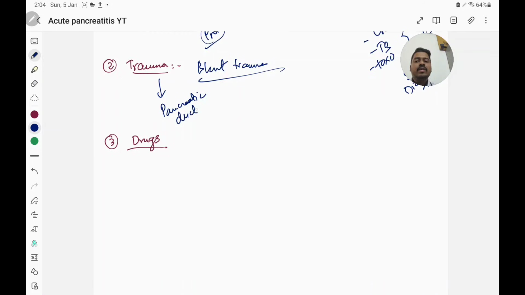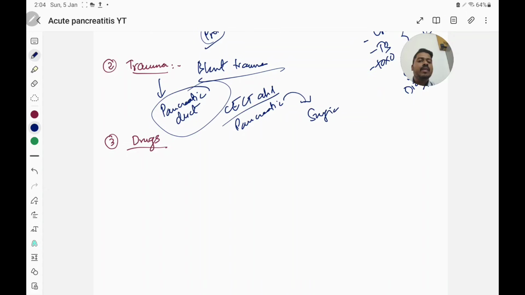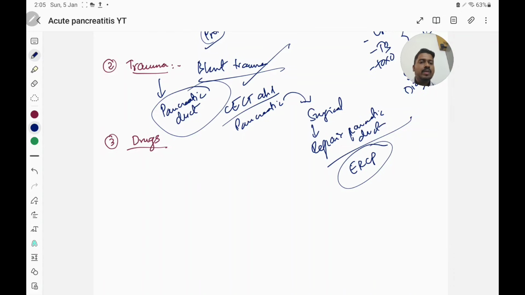So whenever you come across a case of trauma where you suspect pancreatitis, always order a CT abdomen to look at the pancreatic duct. This is immediately required because this is a surgically treatable cause, and you should immediately intervene and repair the pancreatic duct. Remember this. This is for blunt trauma. Now there can be internal trauma. For example, when ERCP, endoscopic retrograde cholangiopancreatography, is done, where we insert an endoscope, it can also cause internal injury. This is one more cause of pancreatitis secondary to internal trauma.